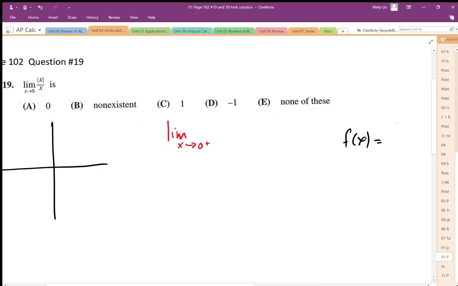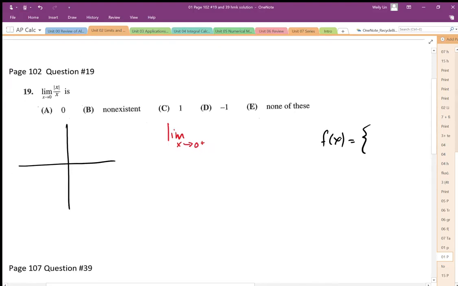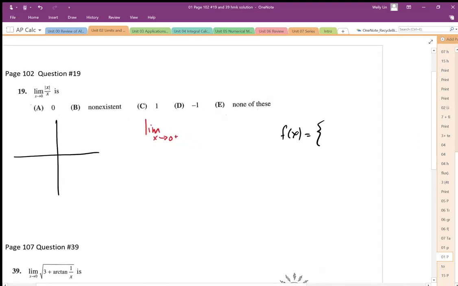is going to be equal to, well, there's a positive section to this and a negative section. So if it's on the positive side, the numerator does not change, so we keep it as x over x, and that's going to be equal to 1. And this will be when x is positive.